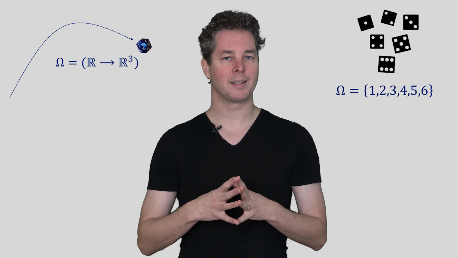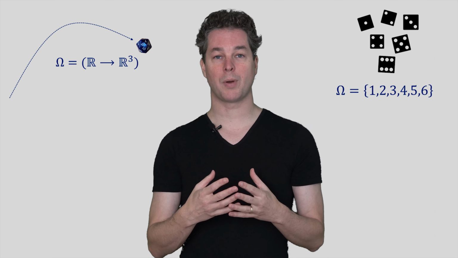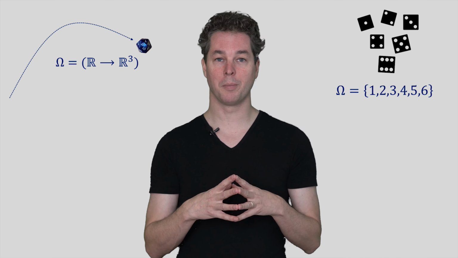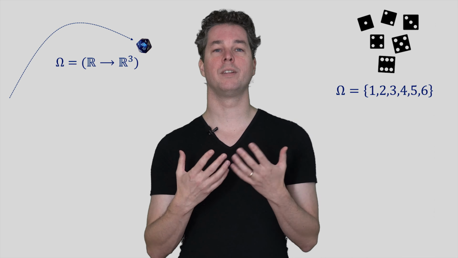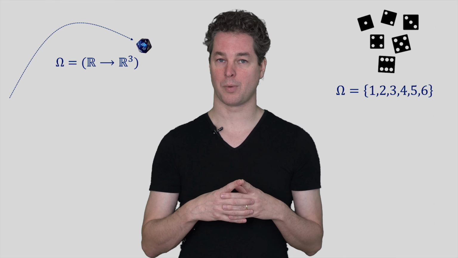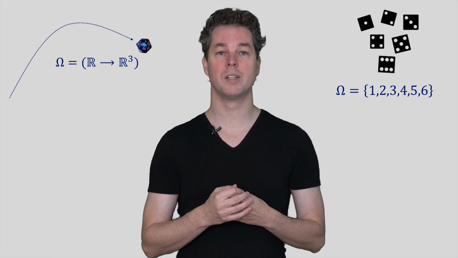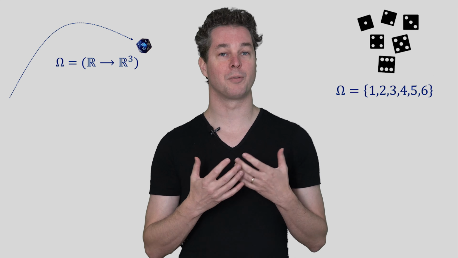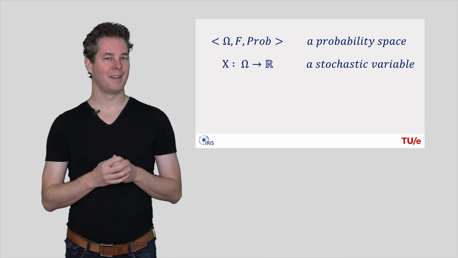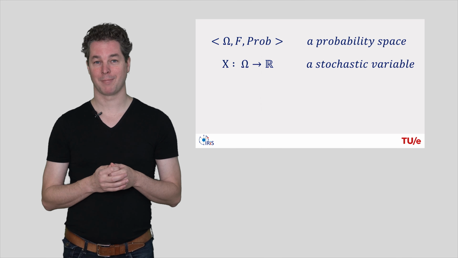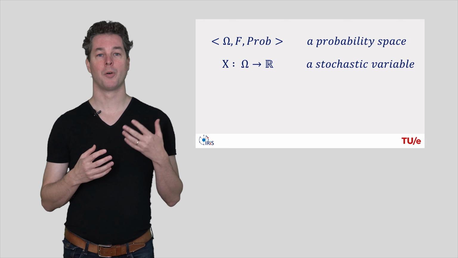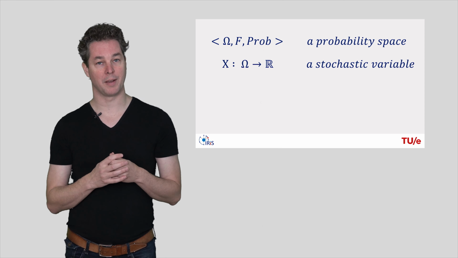So mathematically, we would like to be able to abstract from the set omega to only that part of the outcome that is relevant for us. This is why mathematicians have introduced the notion of a stochastic variable. A stochastic variable is not a variable at all. It's actually a function from the set omega to the real line.